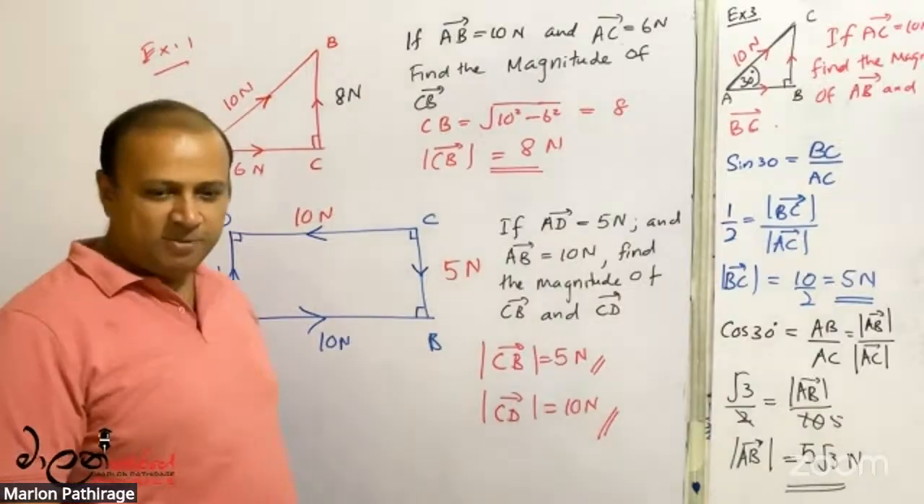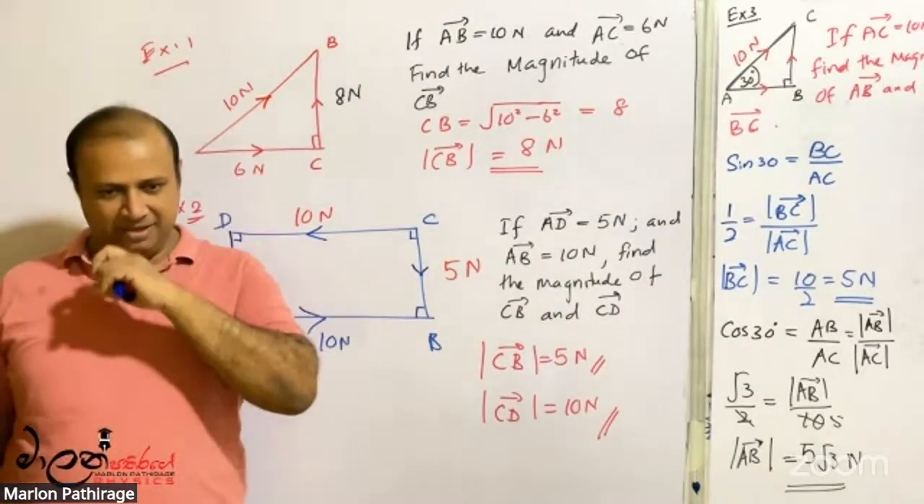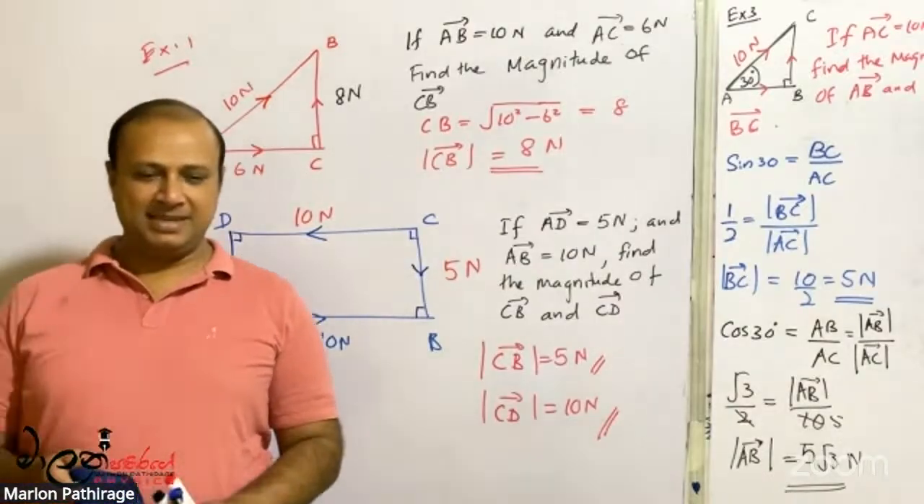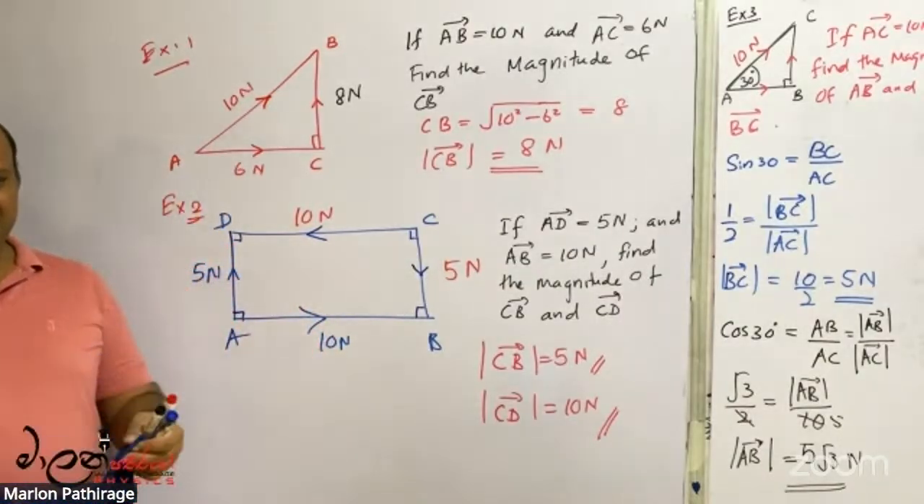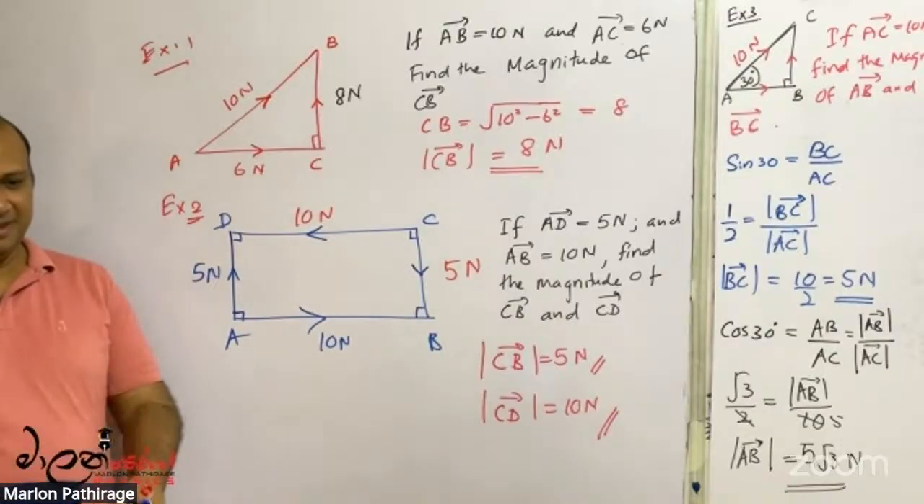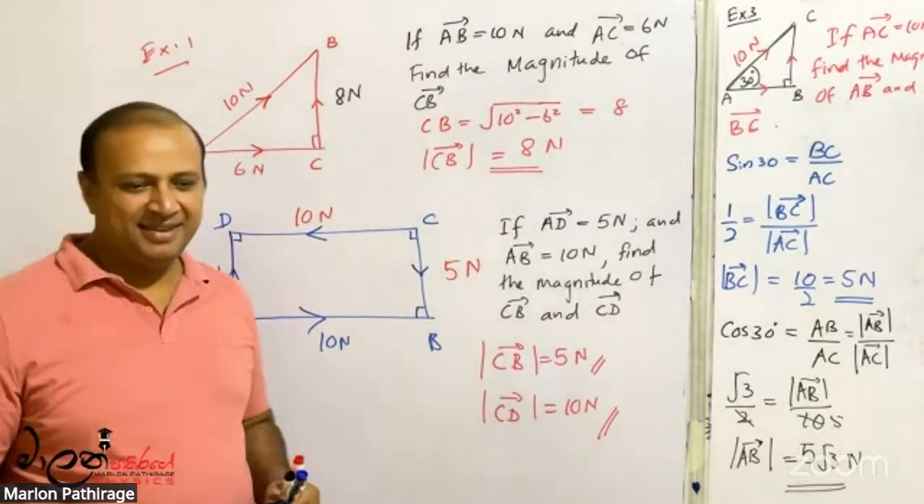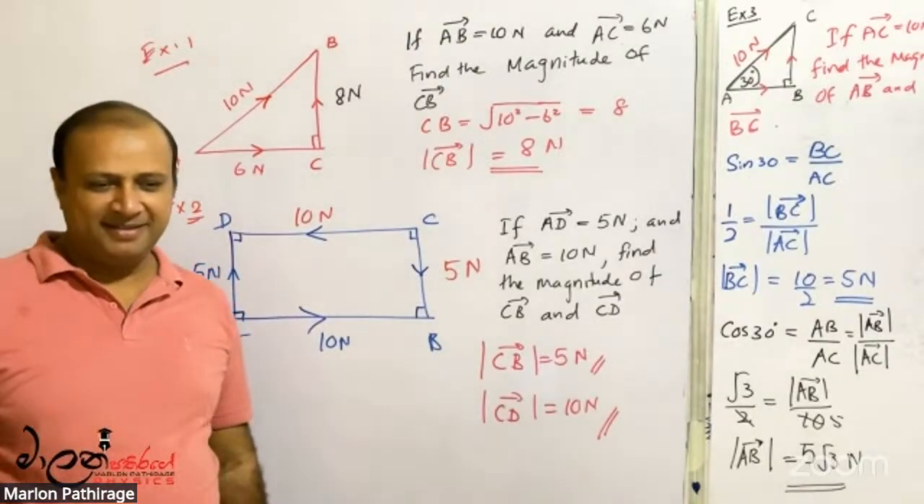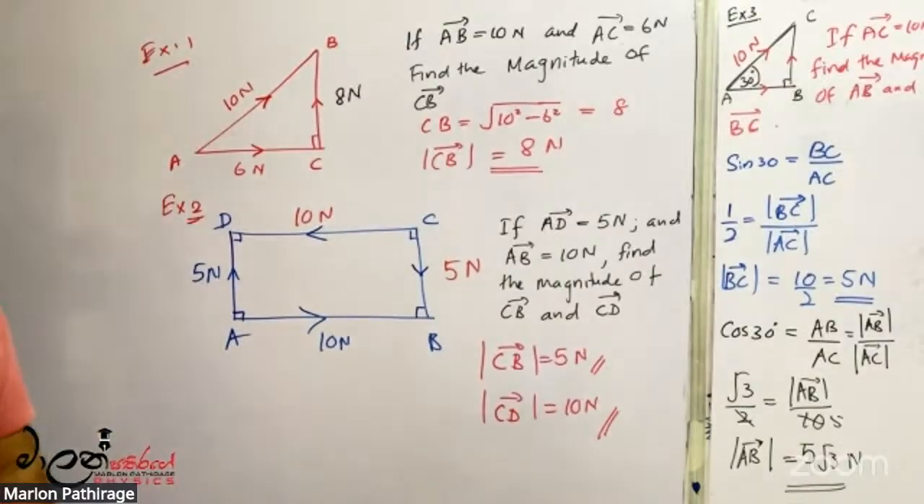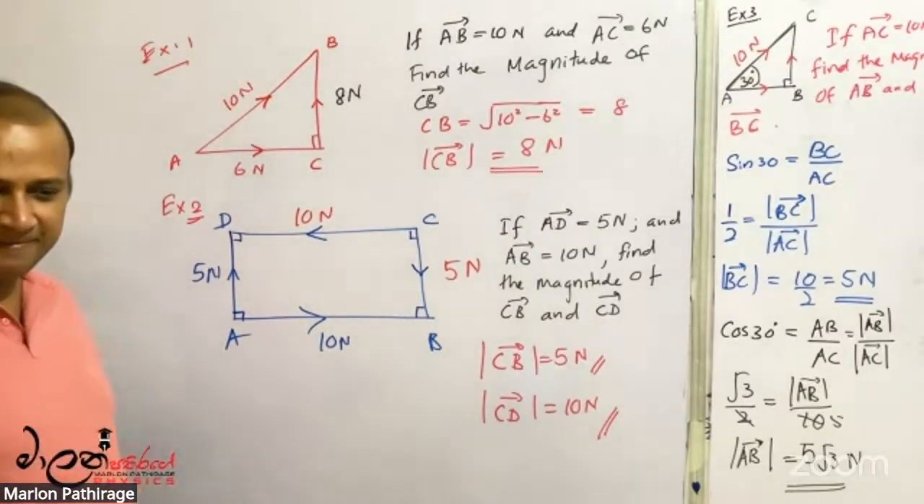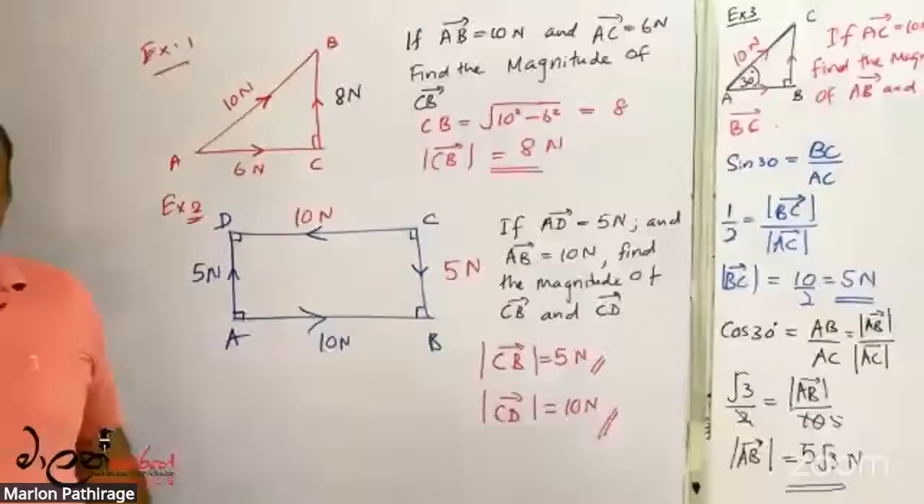Have you finished? Have you finished with it? AC is 10 Newton, but the direction is the problem, so we don't know how to put the direction. Direct AC. Question number 2.